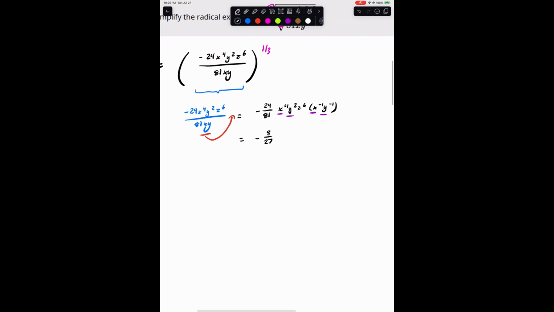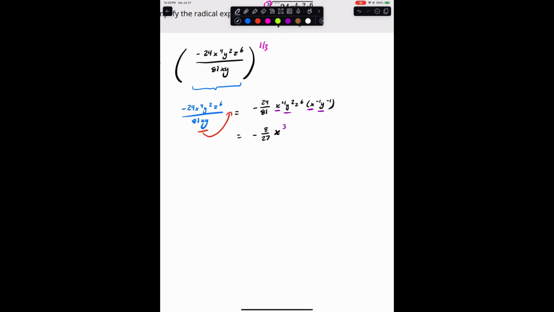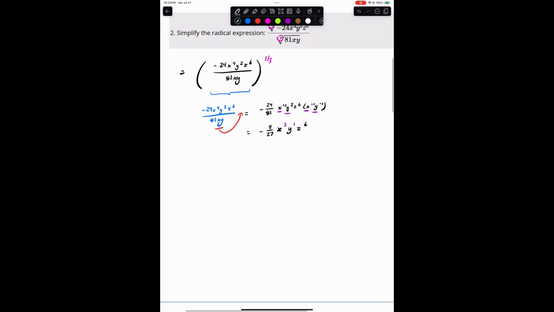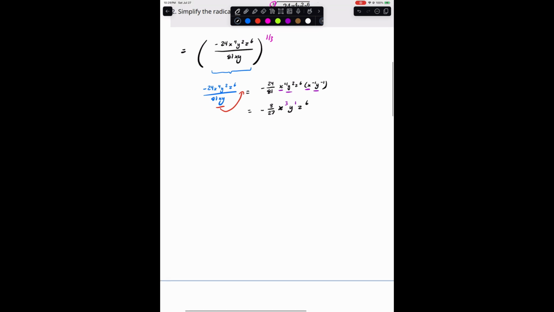We get x cubed, 4 minus 1, we get y to the 1st, 2 minus 1. And then we should still have z to the 6. Okay. When we rewrite this, this is negative 8. I'll keep it negative 8. X cubed y to the 1st z to 6.